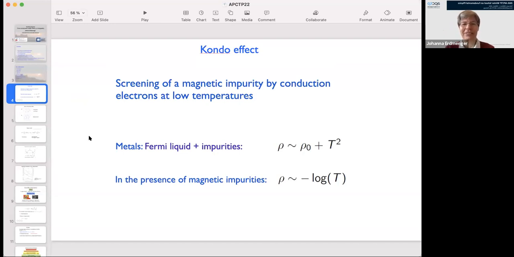Okay, so what's the Kondo effect? It's really something which is observed in nature, so it's a real physical effect. What it amounts to is the screening of a magnetic impurity by conduction electrons at low temperatures. I'm not sure if you're just looking at my slides, maybe I can also show something with my fingers, but then you have to look at me, of course.